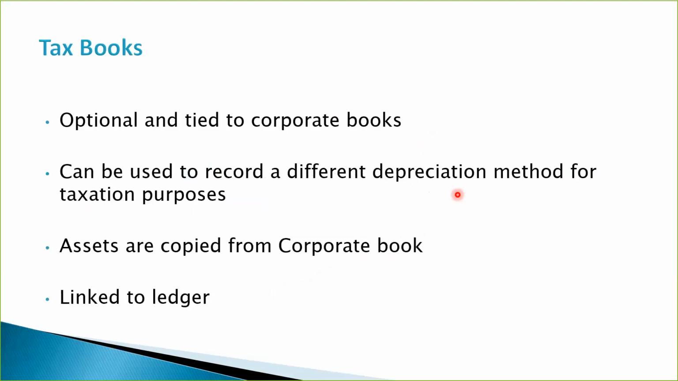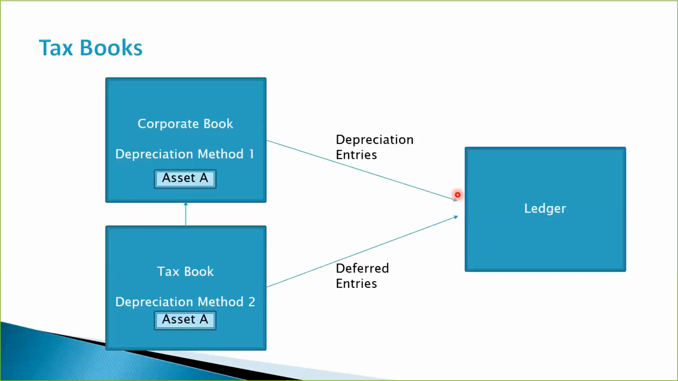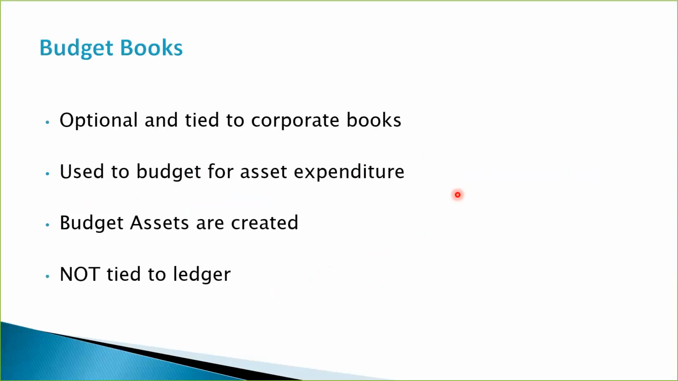All right, so we've talked about everything. They are linked to a ledger. Okay, so let's go to budget books. Budget books, just like tax books, are optional and are also tied to your corporate books. All right. The purpose of budget books is that they are used to budget for asset expenditure.